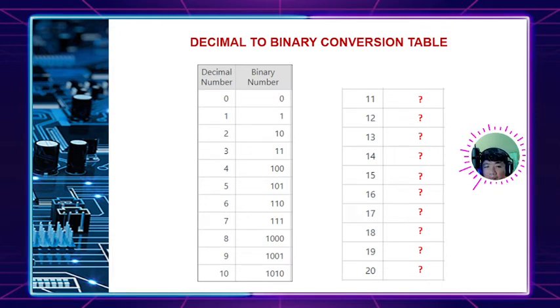0, binary number, 0. Decimal number, 1. Binary number, 1. But proceed sa 2. Sa 2, 1, 0. Pagdating ng 3, 1, 1. Diba? Pagpataas yung number, nadadagdagan yung binary number. Pero ang state niya, ang condition niya, 1 and 0 lang. Okay? So, for number 3, that's 1, 1. Pagdating sa number 4, naging 3 na. So, that's 1, 0, 0.